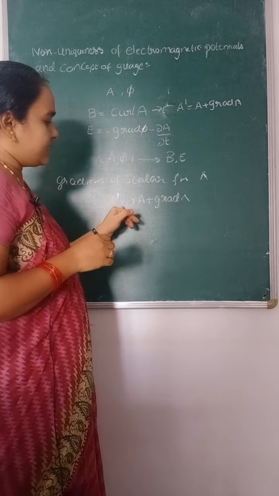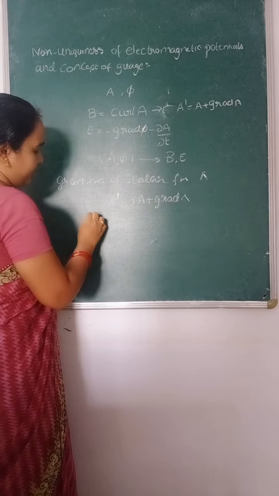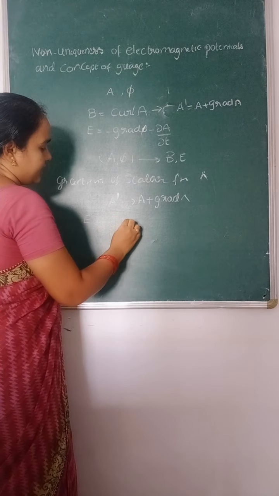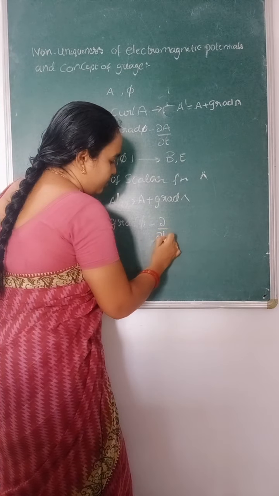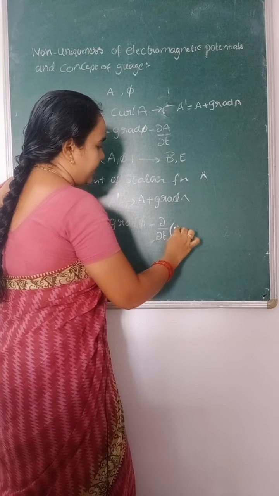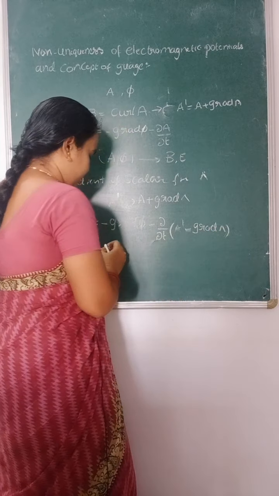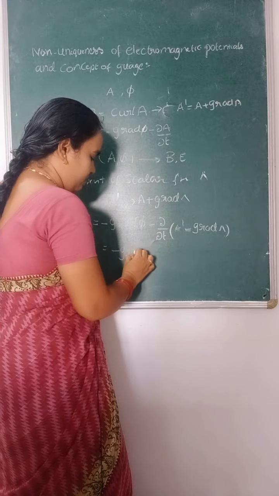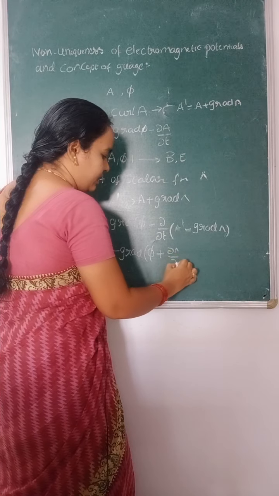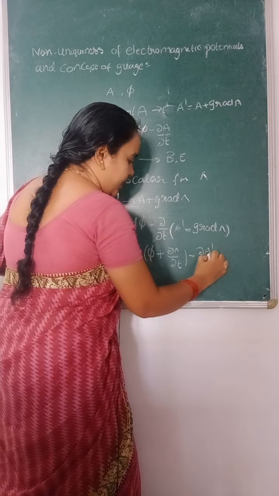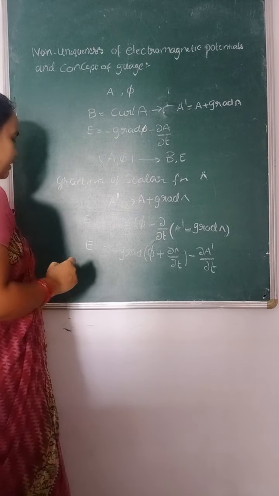If you assume that this A dash is A plus gradient of psi, then the value of E will be minus gradient of phi minus dou by dou t of A, where A is A dash minus gradient of psi, that is minus gradient of phi, minus into minus plus dou psi by dou t, minus dou A dash by dou t. This is the electric field vector.